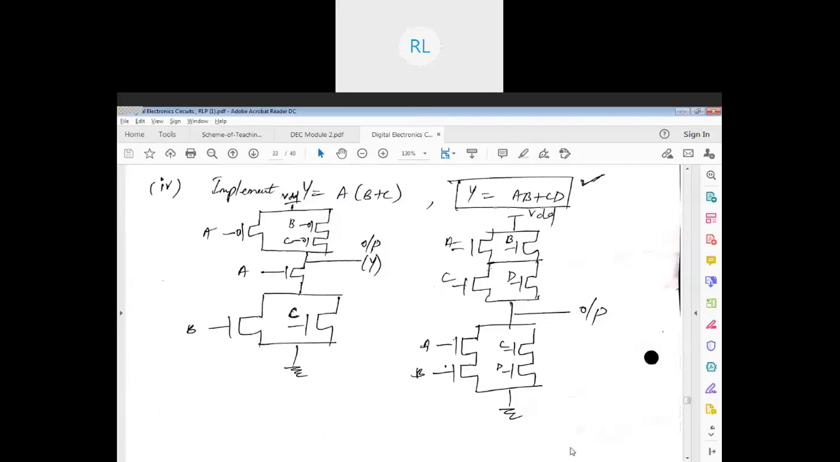Students, whatever we do for NMOS, the same thing we reverse it for PMOS. Are you all getting it? So once more, sir. Once more? Okay, fine.